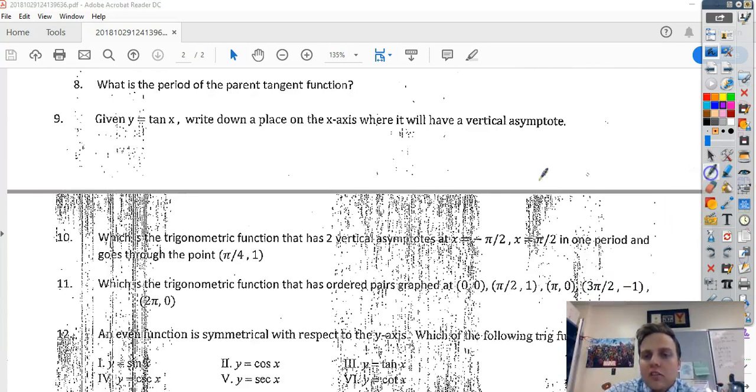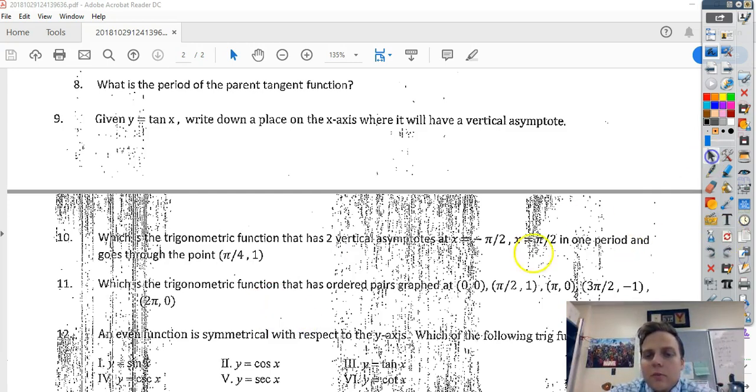Write the trig function as ordered pairs at 0, 0, pi over 2, 1, pi, 0, 3 pi over 2, negative 1, 2 pi, 0. Guys, I grab my hand in a trig chart and I just go down. All right, 0, 0. Well, sine is at 0, 0. Pi over 2, 1. Sine is at pi over 2, 1. Pi, 0. Sine is pi, 0. 3 pi over 2, negative 1. Yep, that works for sine as well. And then 2 pi, 0. Yep, that works for sine as well. So sine x. Very good.